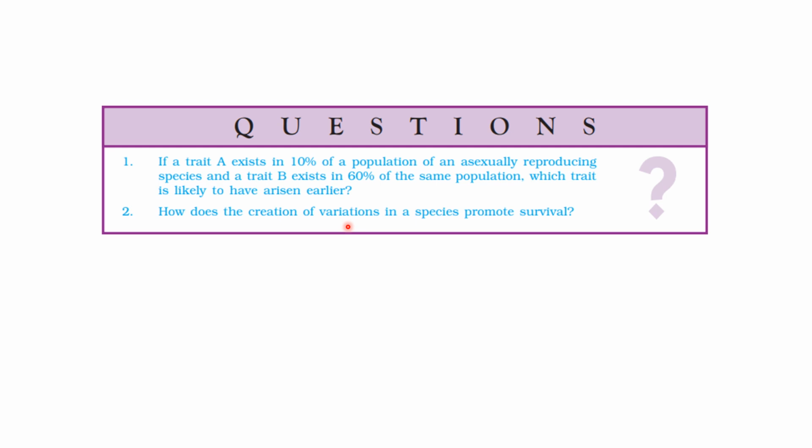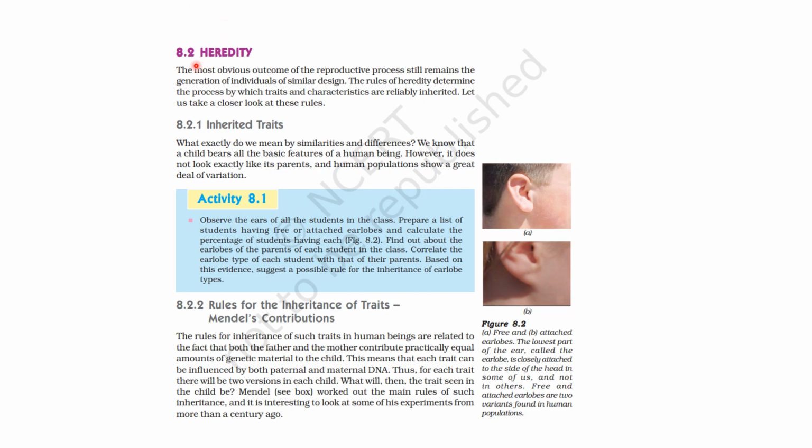So variation forms the raw material for natural selection, driving the long-term evolution and diversification of species. ठीक है, इसमें एक छोटा सा example लेते हैं. In a population of bacteria, a mutation conferring antibiotic resistance will allow some individuals to survive antibiotic treatment, ensuring species survival and reproduction in such conditions. Right? So let's discuss heredity.